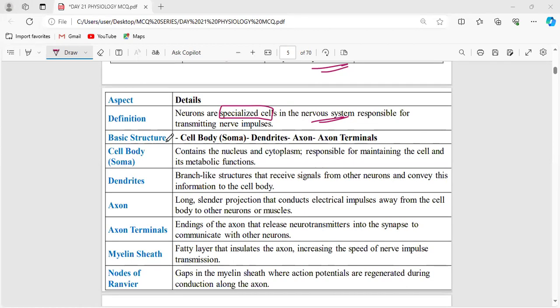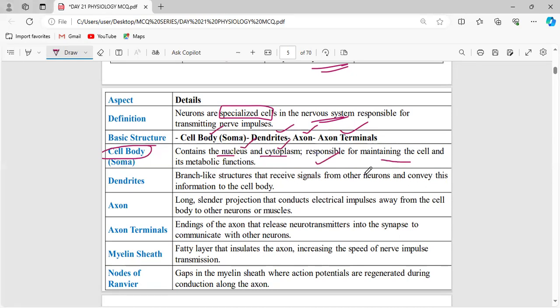See, what are the components present in the neuron? Cell body, dendrites, axon, and axon terminals. Now, what is the cell body? See, in the cell body we have the nucleus and the cytoplasm. The nucleus and cytoplasm are present within the cell body, which is a part of a neuron. And what is the function of the cell body? It maintains the cell and its metabolic functions.